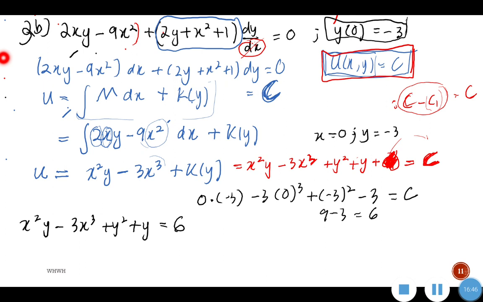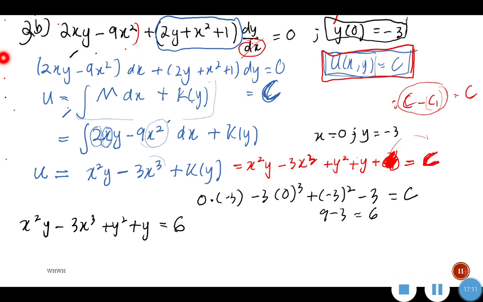You may tengok kat sini. Okay, if you look carefully at the answer here, kita ada y square, kita ada y, and kita tak ada juga y. Alright, so sebenarnya benda ni, it form a quadratic form. Nampak tak?